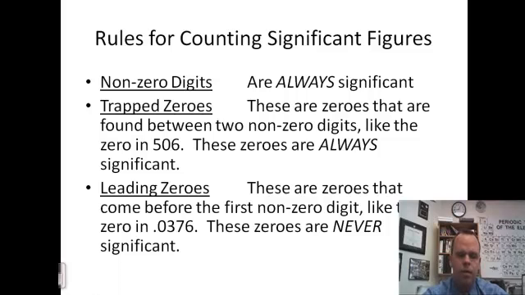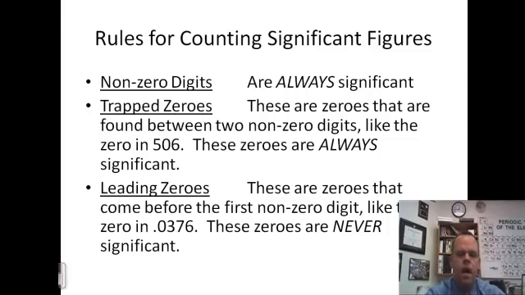The first type of zero we refer to are trapped zeros. These are zeros that are found between two non-zero digits, like the 0 in 506. So the number 506, that zero is always going to be significant. If you have a zero between two other non-zero digits, so between two other numbers 1 through 9, it will always be significant. And as many zeros as there are between two other non-zero digits, those will always be significant.